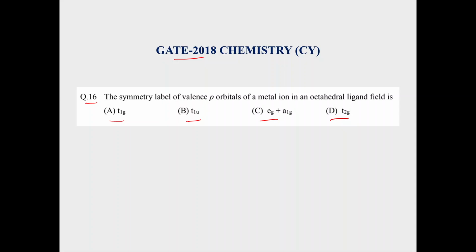In this question, they have asked us to write the symmetry label for the valence p orbitals of a metal ion in an octahedral field. Now we can do this question by starting with d orbitals, as it will be easier to visualize. Okay, I will tell you how it is coming. First of all, we know that there are a total of 5 degenerate d orbitals if it is not in any crystal field, right?